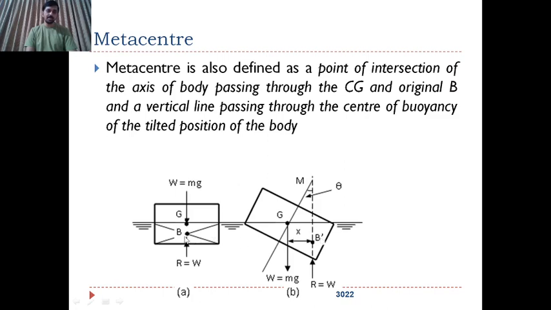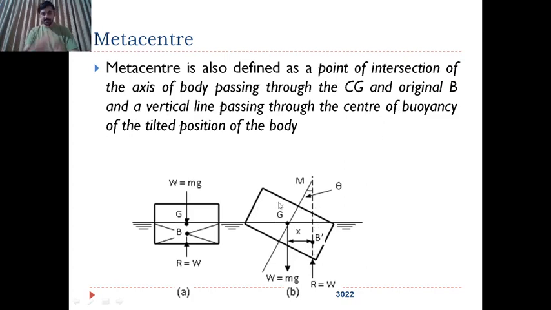This is the original B. When this body is given a tilt, what will happen? B will be shifted to a new position B dash. Now the metacenter M is the point of intersection of the line, or the axis of the body passing through CG and original B. Original B was somewhere here. So the axis passing through G and original B, and a vertical line passing through the center of buoyancy of the tilted position of the body.